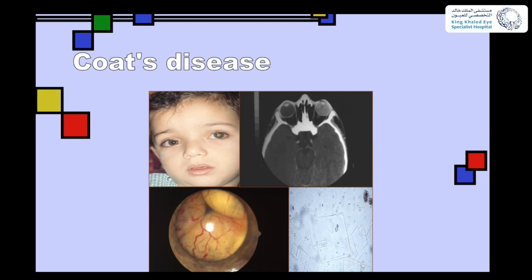This is a child presented with leukocoria in his left eye. This is the CT scan. We used to do CT scan. You can see the telangiectatic vessels, and you see the color under the retina, which is more yellowish than creamy white. This is the cytology. It's a crystal from subretinal fluid.